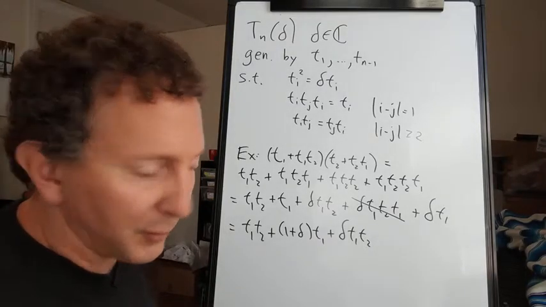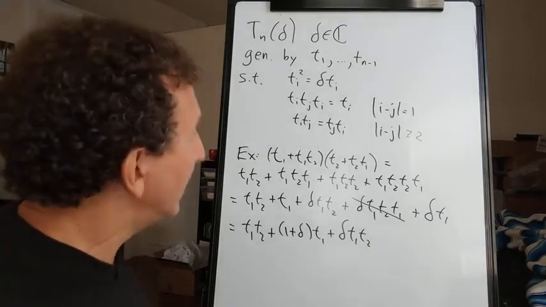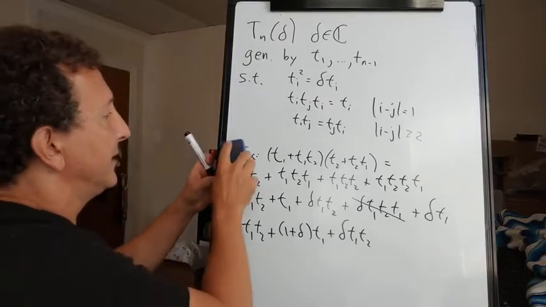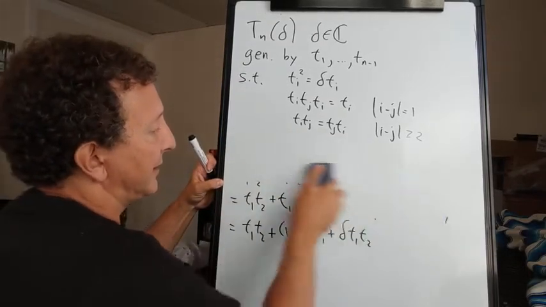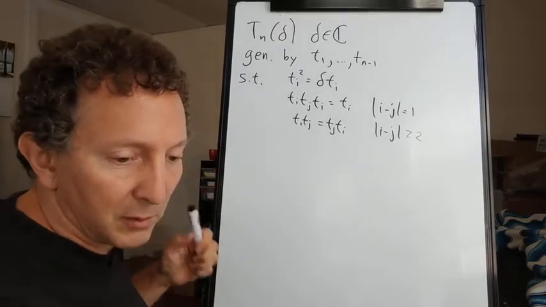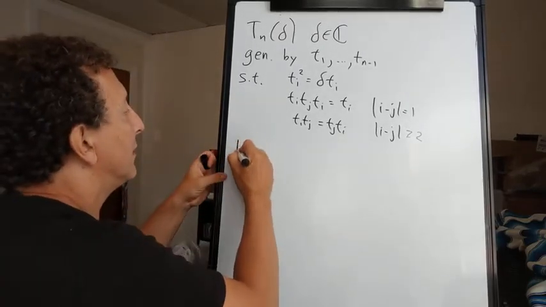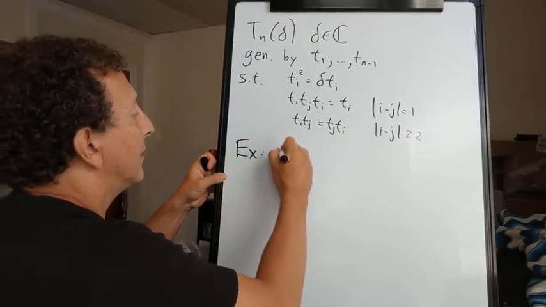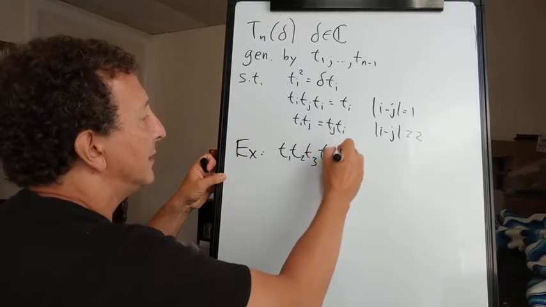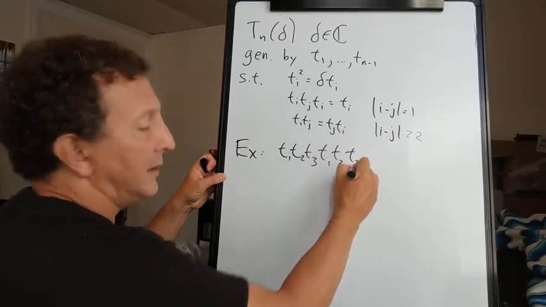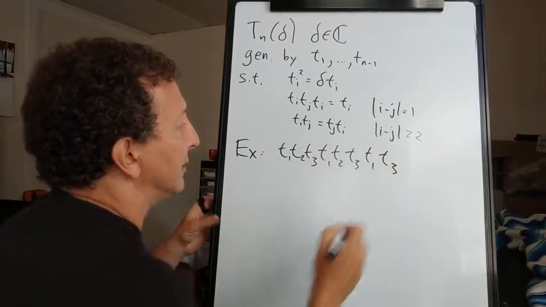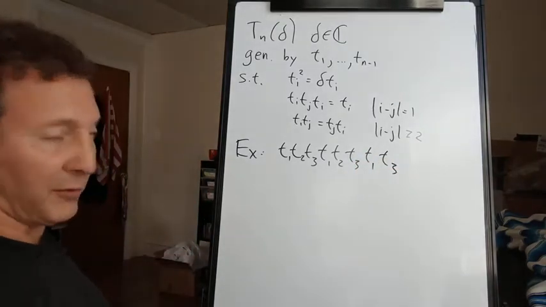Now let's do another example. I'll keep the presentation here so that we can look at it. And let's just simplify a big old monomial. Let's look at t1, t2, t3, t1, t2, t3, t1, t3. How does that simplify, if at all?